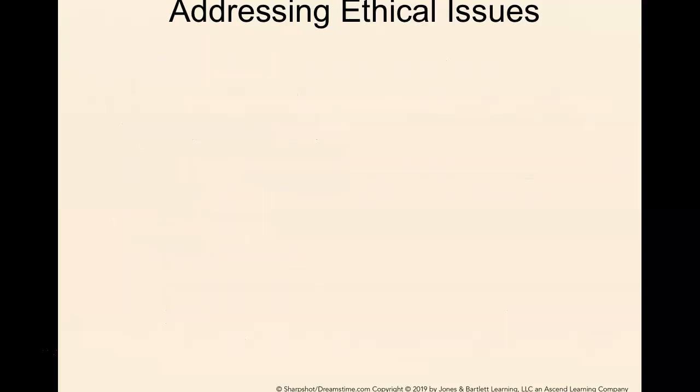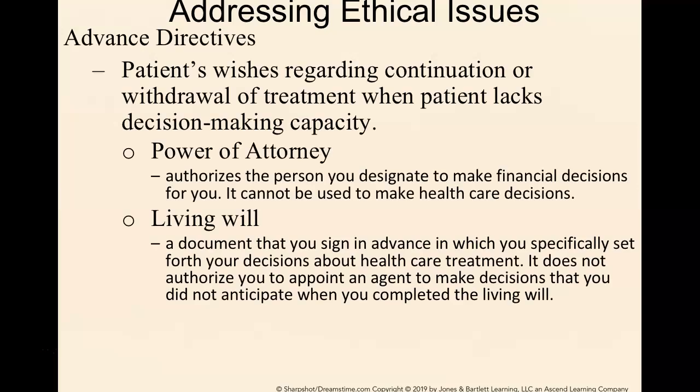Now let's talk a little bit about advance directives. Advance directives allow patients to express their wishes regarding continuation or withdrawal of treatment. There are three types of advance directives. First is power of attorney. This basically authorizes a person to designate another person, giving that person the power of attorney to make financial decisions. And this is done through licensed counselors or attorneys. It cannot be used to make healthcare decisions.